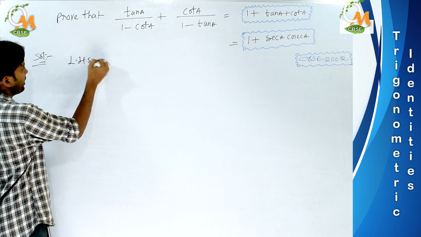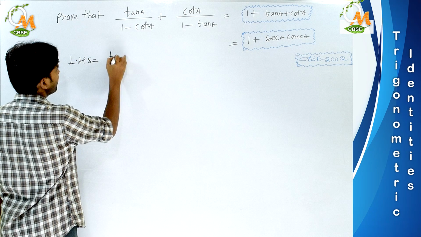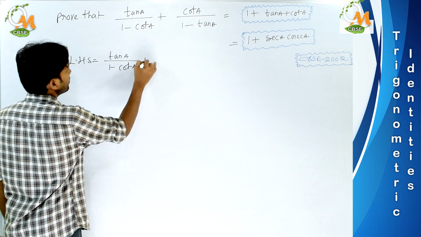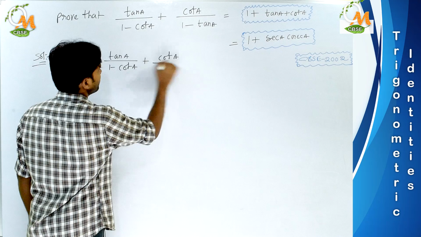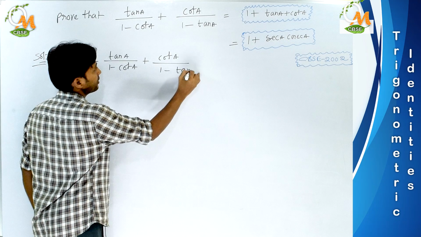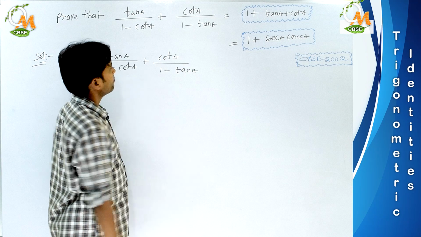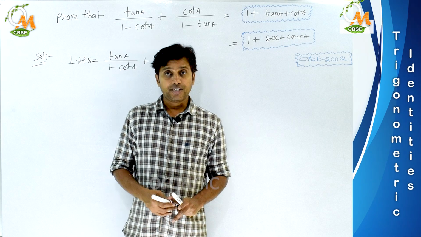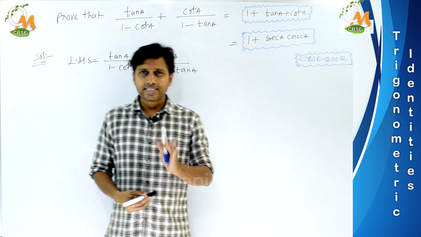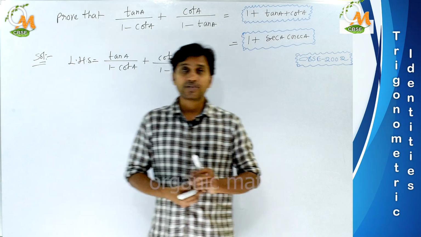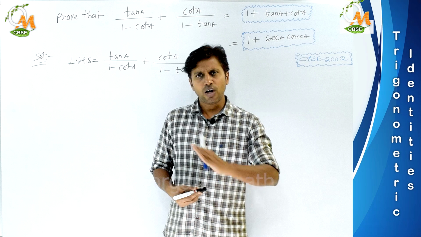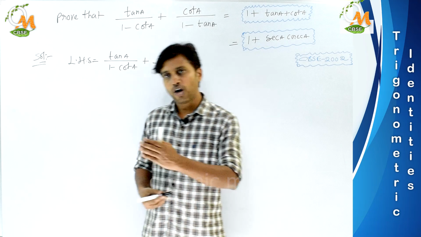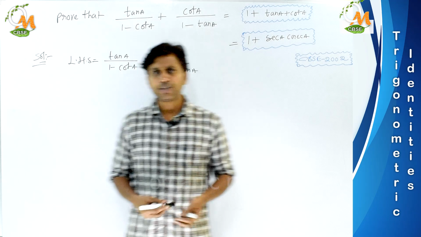What is the LHS part? Tell me. Tan A by 1 minus cot A plus cot A by 1 minus tan A. Right? So like this we have been given. Here, for our convenience, some terms are in tan A and some terms are in cot A. Better to convert all of them into single terms, either all into tan or all into cot. Let us convert them into tan.